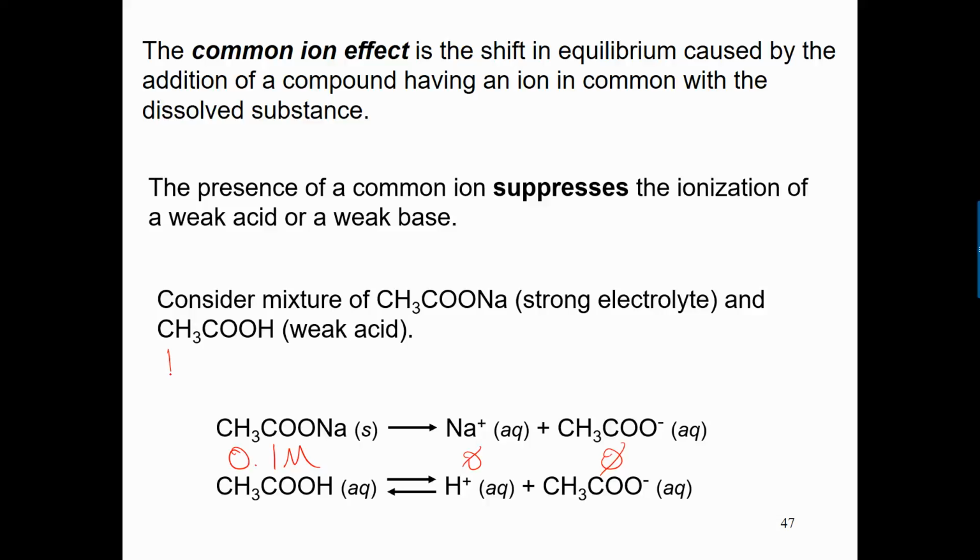The Ka for this equals 1.8 times 10 to the negative 5. So essentially, this is equal to x squared over 0.1. What is it? So 1.8 times 10 to the negative 5 times 0.1. Let's take the square root. What is x? X is what?